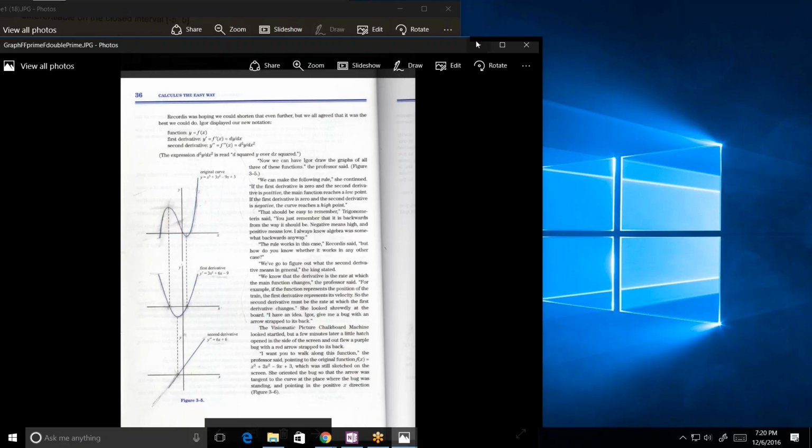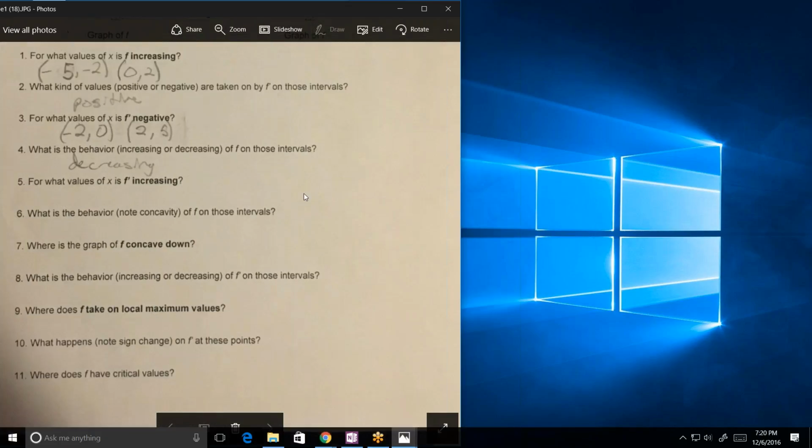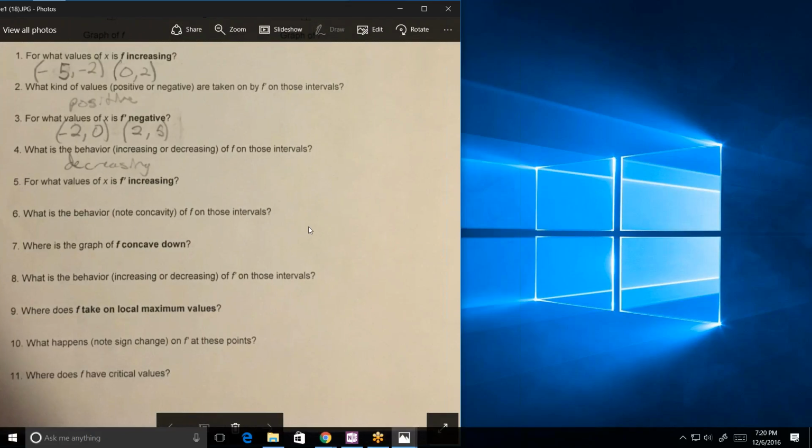All right. Let's see what other questions we got here. So we've been through 7. We can figure out where the graph of f is concave down because that's where the first derivative is decreasing. What is the behavior of f prime on these intervals?